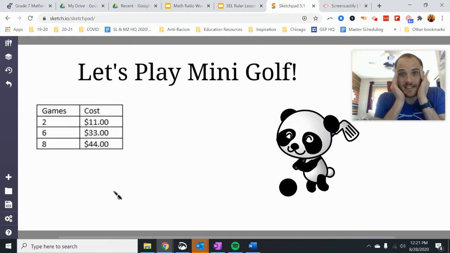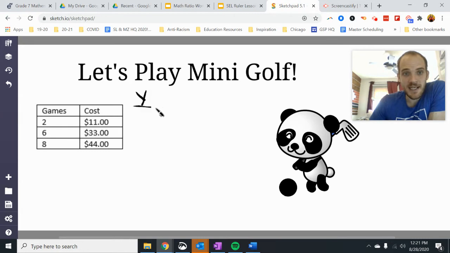The first thing I ask myself when I look at a table is, is this a proportional relationship? How do you decide if it's a proportional relationship? If you said take y and divide it by x and see if that's constant, you are correct. So to figure out if it's a proportional relationship, what you can always do is take y divided by x and see if it's constant.